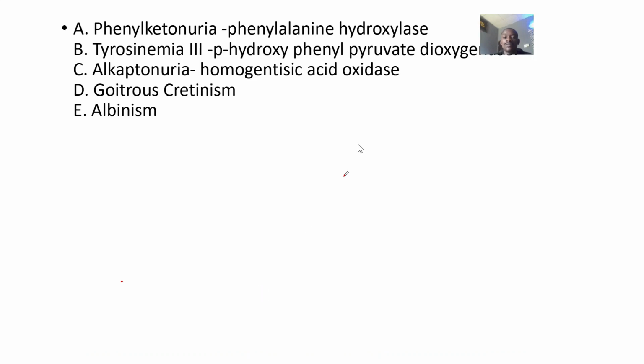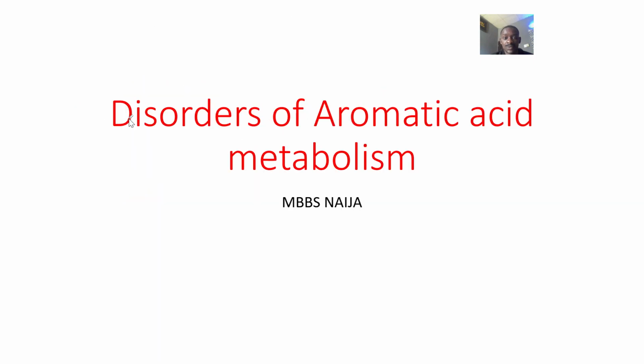Okay. So here is a list: Phenylketonuria, Tyrosinemia, Alkaptonuria. There's also one known as Guthrie's cretinism. We'll look at it. Also albinism, what we see in our society every day. Okay, so that's it.